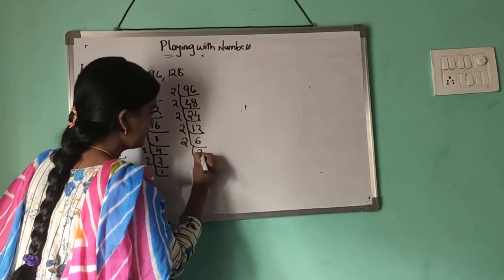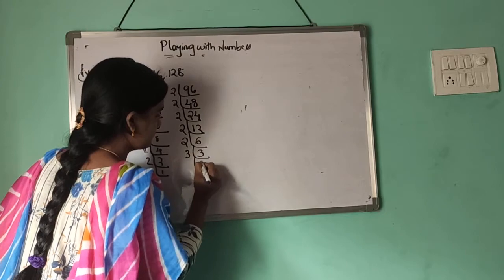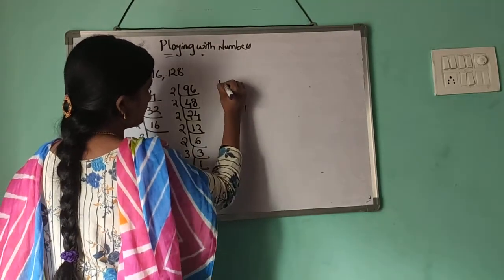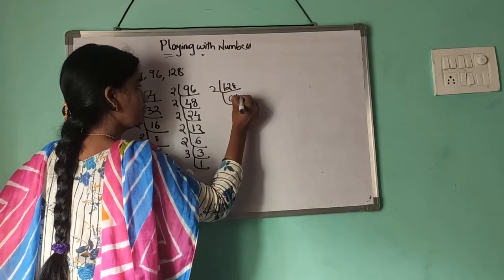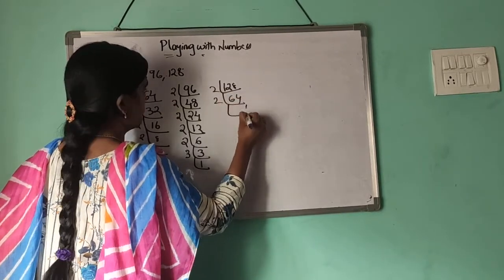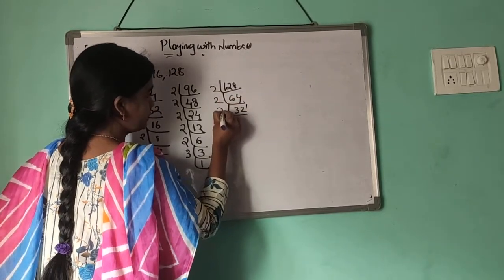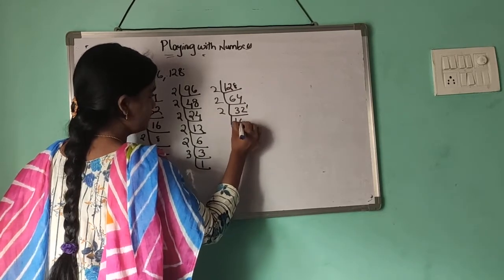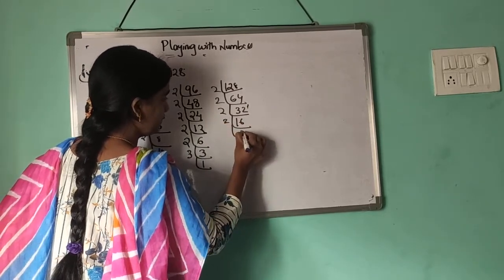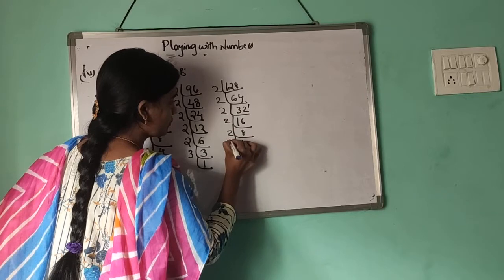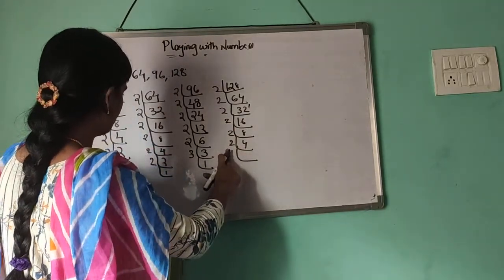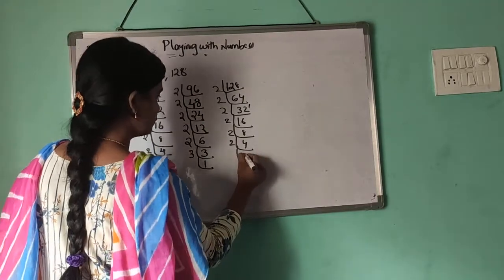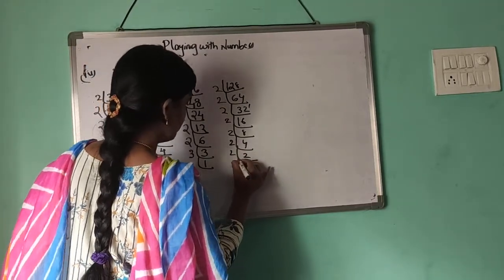3 ones are 3. Check with the 128. 2 6s are... 32 into 2, 64. 16 into 2, 32. 8 into 2, 16. 4 2s are 2. 2 2s are 4, 1.